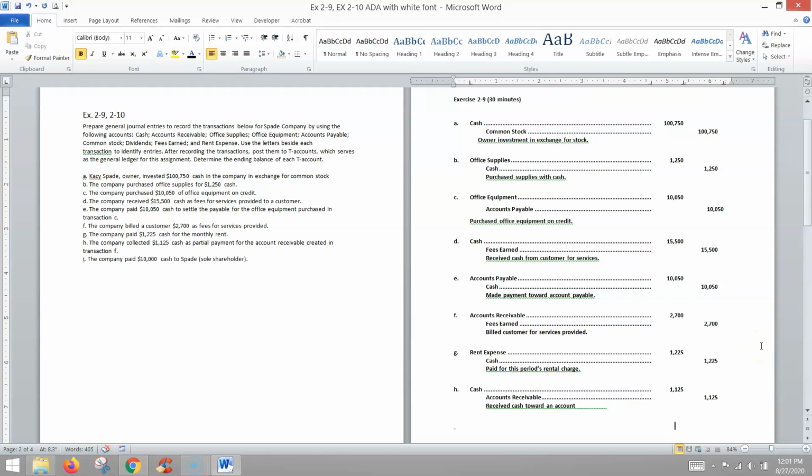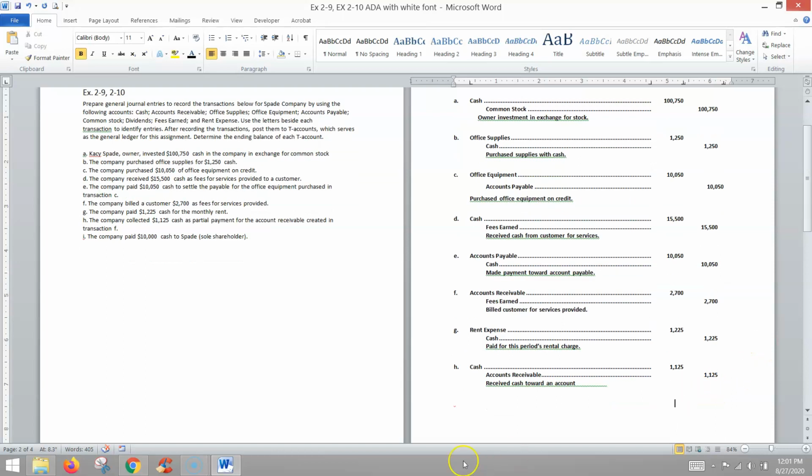And the last transaction, the company paid. Paid is a clue. Cash is going out, so it's going to be a credit to Spade, who is the sole shareholder. So we're going to record that as dividends. Dividends are always debits. They decrease our equity. So we're going to debit dividends, and we're going to credit cash.